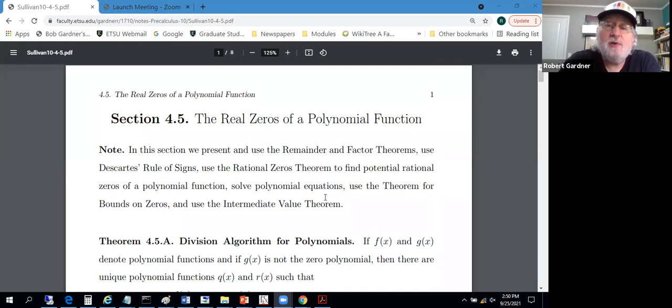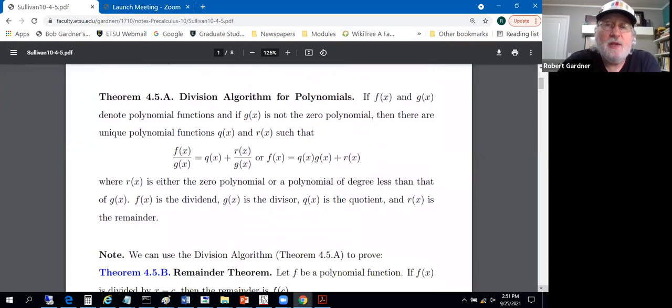We'll solve polynomial equations, and we'll use the theorem for bounds on zeros to narrow down the location, I should say, of where zeros might be. I might not be able to find them specifically, but I can tell you they lie in a certain interval, for example, under certain conditions. And we'll use the intermediate value theorem, actually a result from calculus, to indicate when we might find some zeros of a polynomial function. We'll start with the division algorithm for polynomials.